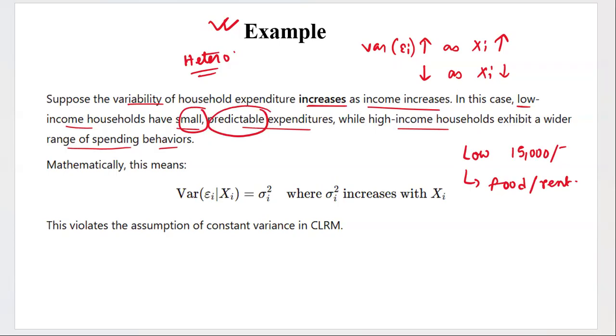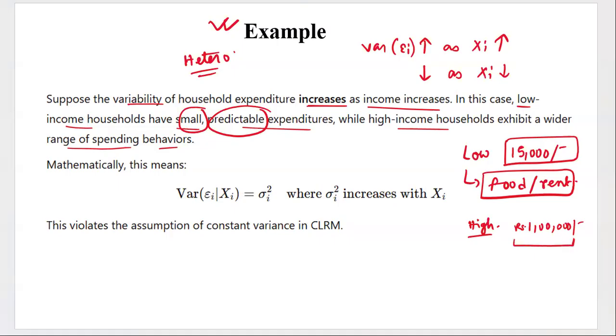It is predictable that you will firstly allocate your income to fulfill your basic needs, that is food, shelter, clothing, etc. So your expenditure will be predictable depending on the income range. Now, if you belong to a high income range, suppose you are earning 1 lakh rupees monthly, then your expenditure is not predictable. It is unpredictable. Here, as your income Xi increases, your variability in spending also increases.